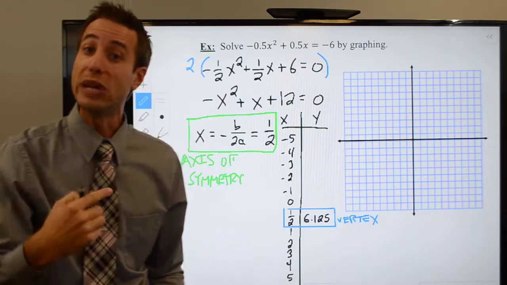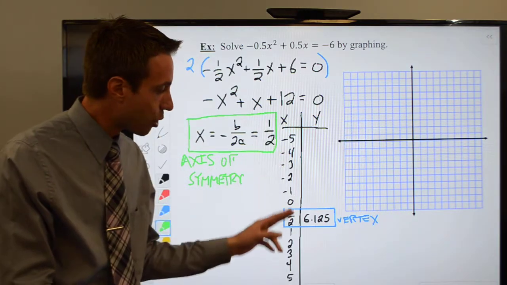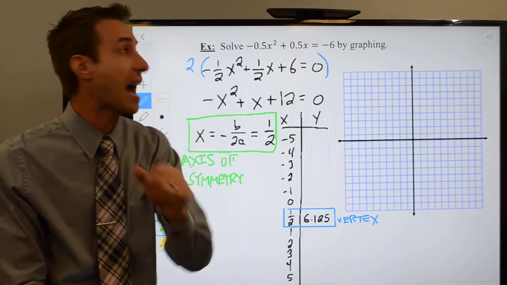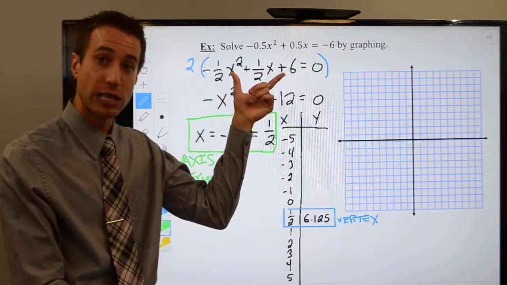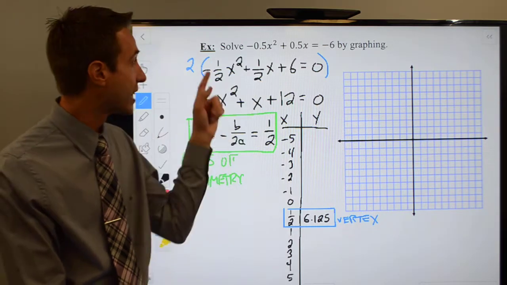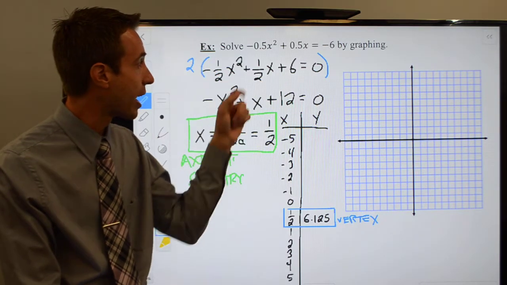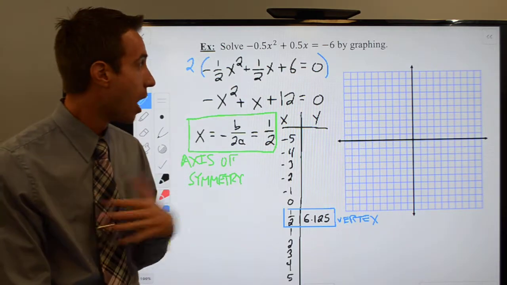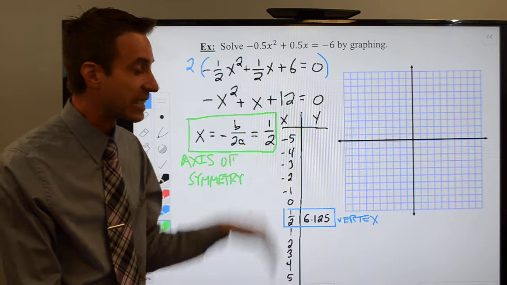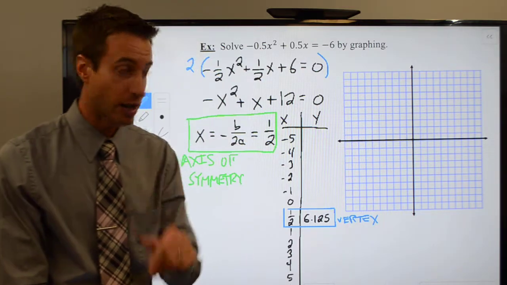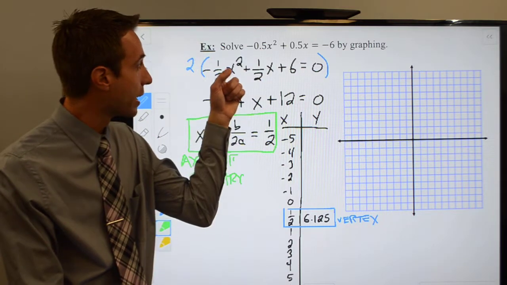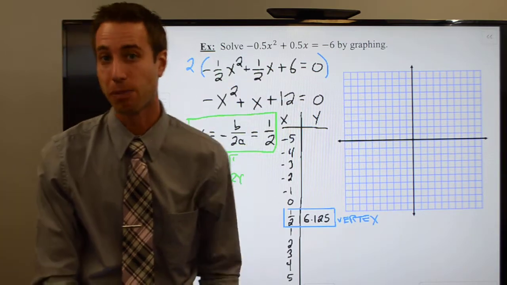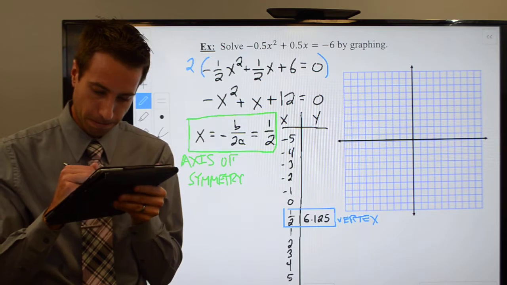Now that I've chosen values of x to plug back into my function, I've got to go back to my original quadratic equation. That's this negative 1/2 x squared plus 1/2 x plus 6 is equal to 0. Plug them into there to get out my y values. So when I do that, I plug a 0 in for each of these. That's 0, that's 0, and I'm left with positive 6.